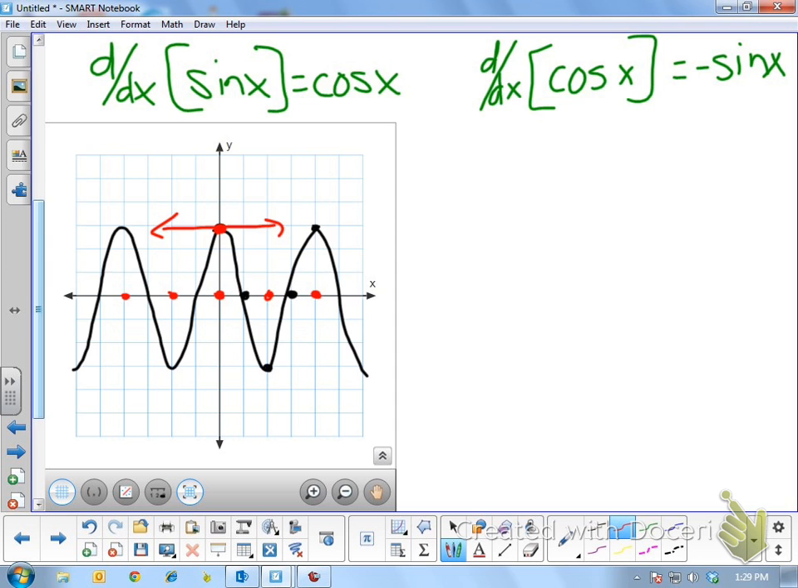So then let's consider the slope of our tangent lines. What is my slope approximately? We're just guesstimating right now. What's my slope going to be approximately here? Is it positive or negative, first of all?